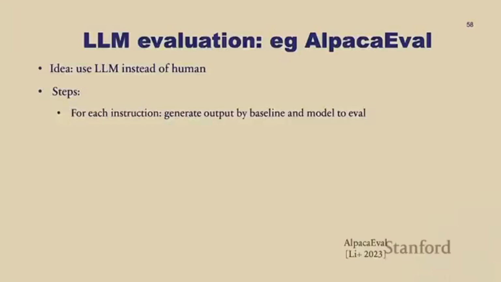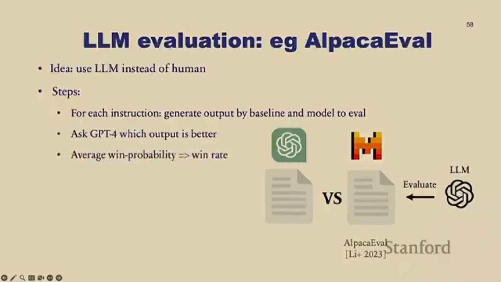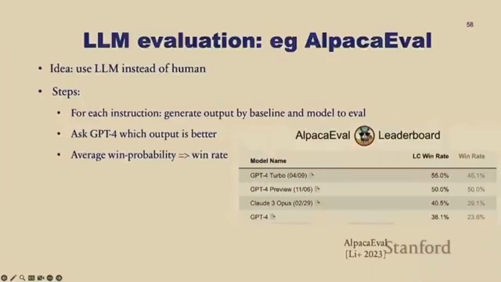Steps: for every instruction, generate outputs by some baseline and the model that you want to evaluate. So here, imagine that I'm comparing an answer from ChatGPT and from Mistral. I'm just asking another model, which one is better, and I basically average that out. I asked GPT-4 which one is better. I average that out over my entire distribution, over my entire benchmark or data set, and that gives me a win rate, a win probability for one model compared to another one, and now you can rank models.